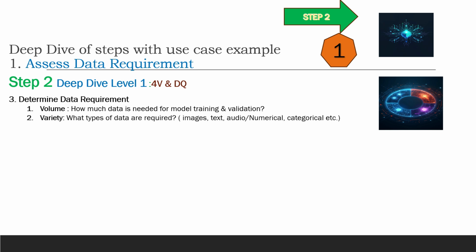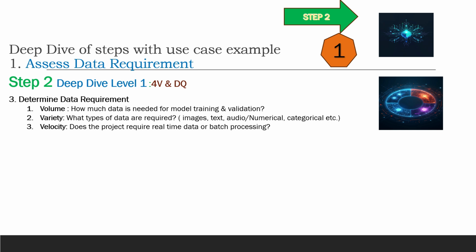Variety: what types of data are you needing? Images, text, audio, numerical or categorical, what kind of values you're going to deal with is what this dimension of the data tells you. You need to make a decision based on your requirement and your objective. Velocity. Does the project require real-time data or batch processing?